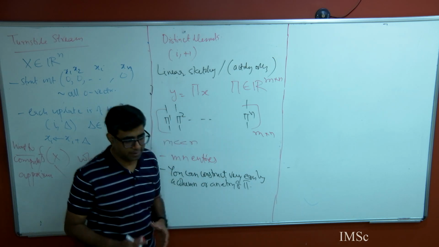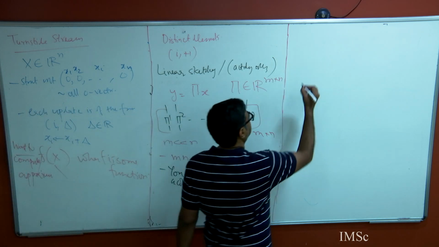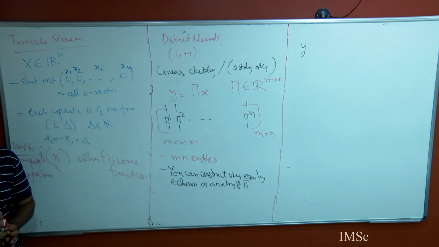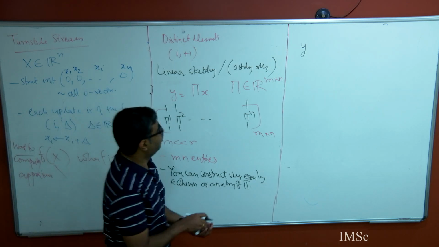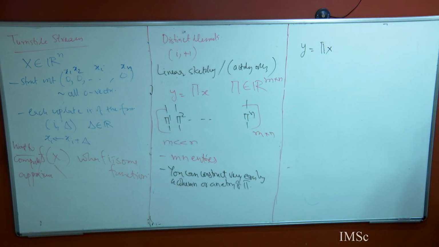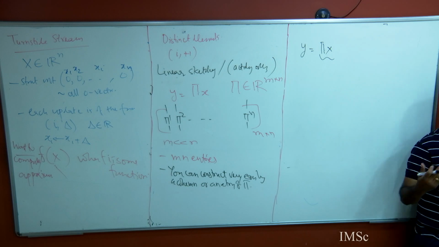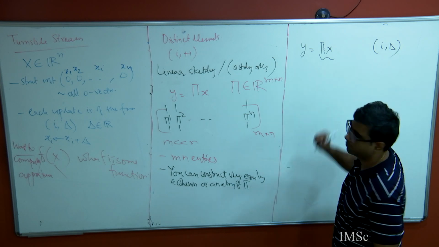But suppose I ask you a very simple question. You have y, and all I tell you is that I can give you Pi i. If you ask me, I give you access to the ith column of Pi. You cannot ask me for anything more. And suppose y is given, which is nothing but Pi x. This Pi you don't see. Suppose some update has come, (i, delta). How can you update y?